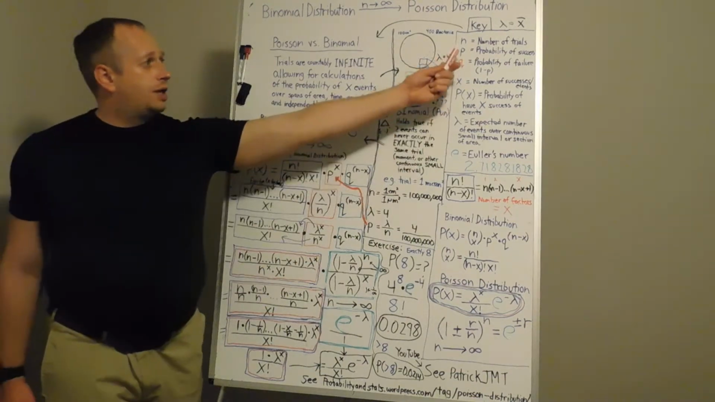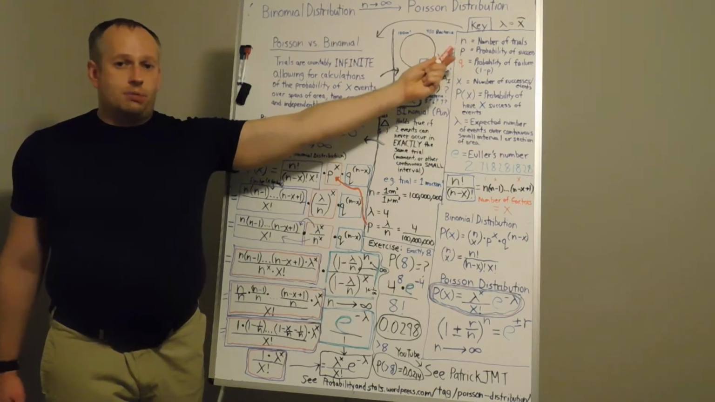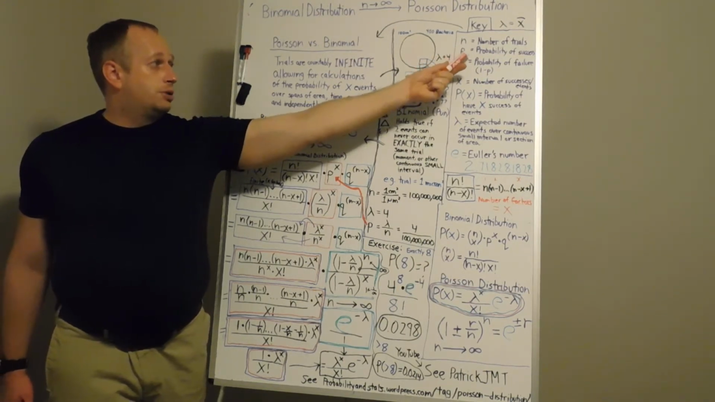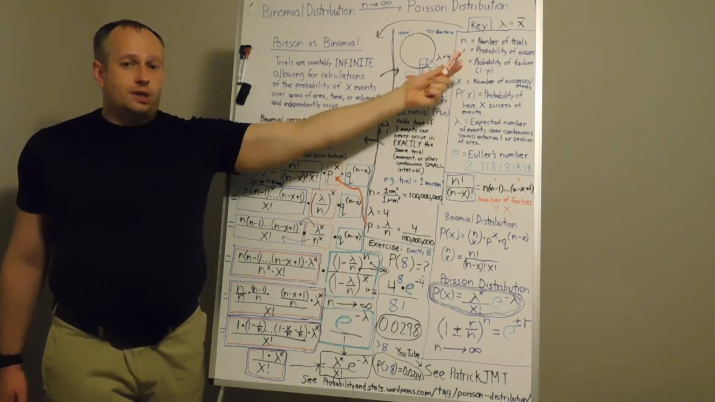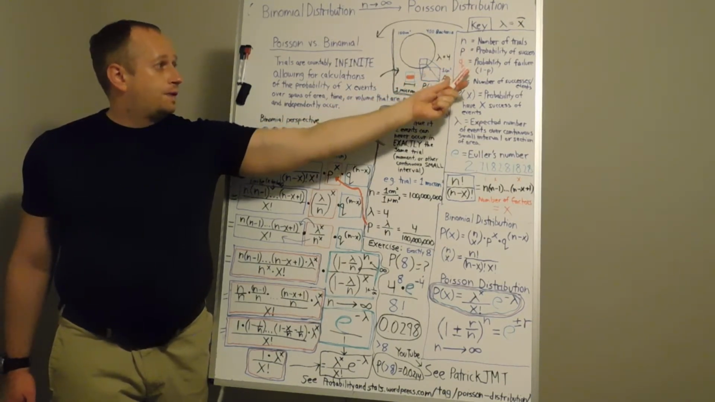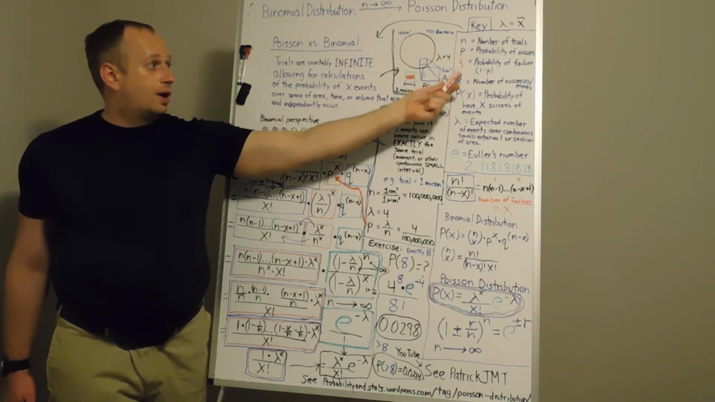First I want to introduce my key. Whenever you see the letter N, that represents the number of trials, as in the binomial distribution. Whenever you see a lowercase p, that's the probability of success of an individual trial. Q is the probability of a failure in an individual trial.